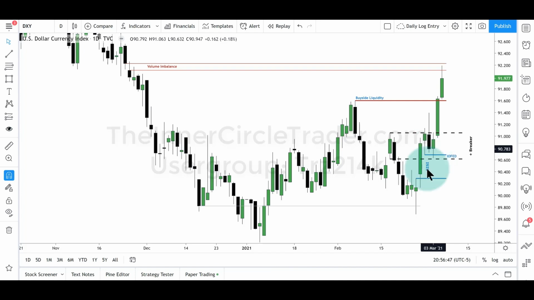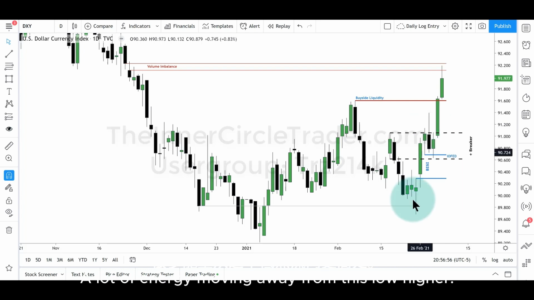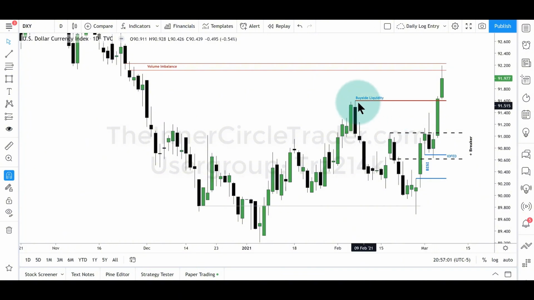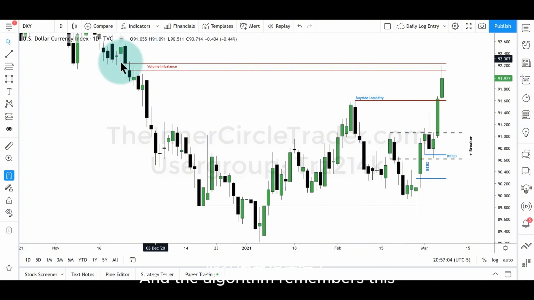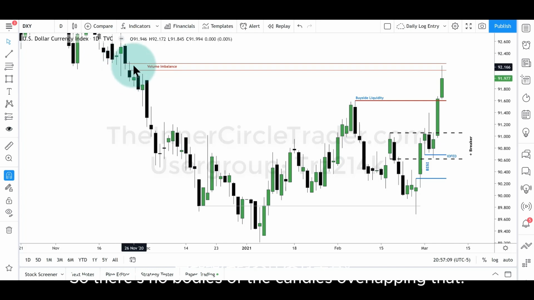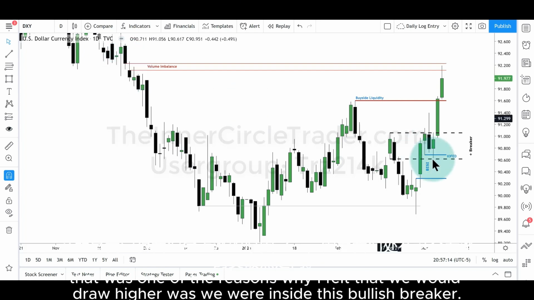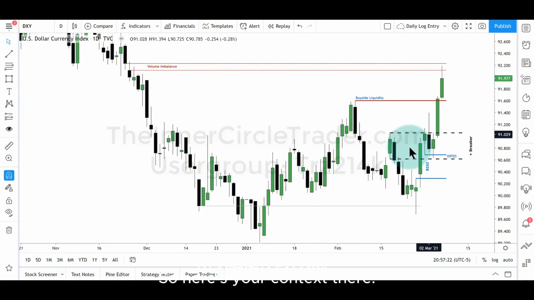What's the logic? This was a rejection block. The market had this imbalance here, which was indicating what? Displacement. So a lot of energy moving away from this low higher, attacking this buy side liquidity, and the algorithm remembers this inefficiency back here. So there's no bodies of the candles overlapping that. Okay, so that was one of the reasons why I felt that we would draw higher, was we were inside this bullish breaker. So here's your context there.